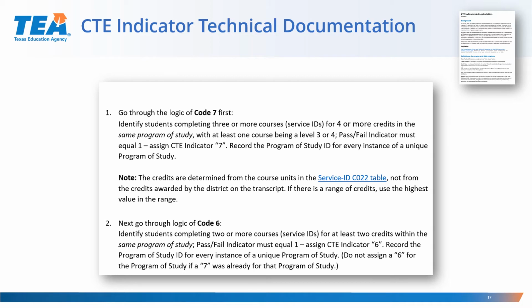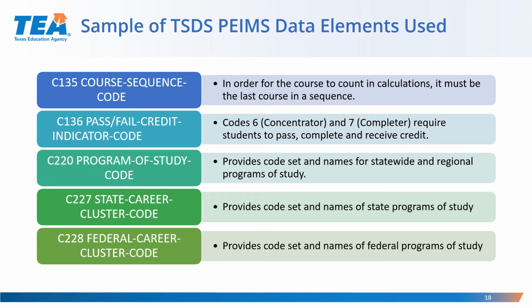So this presentation answers most of the why, when, and what questions about the CTE indicator autocoding. A separate set of technical documents explain the how of how the CTE indicator is created. These documents cover subjects such as how we go from PEIMS data elements, lookup tables, and rules to CTE indicators for every student that completes CTE high school courses in specific course sequences for each program of study. And here's just a sample of the data elements that are used in calculating the CTE indicator. For a complete list of the elements used, see the technical documentation.